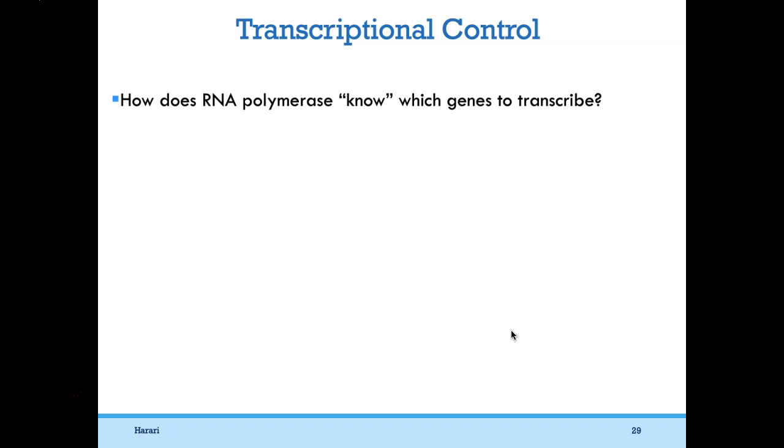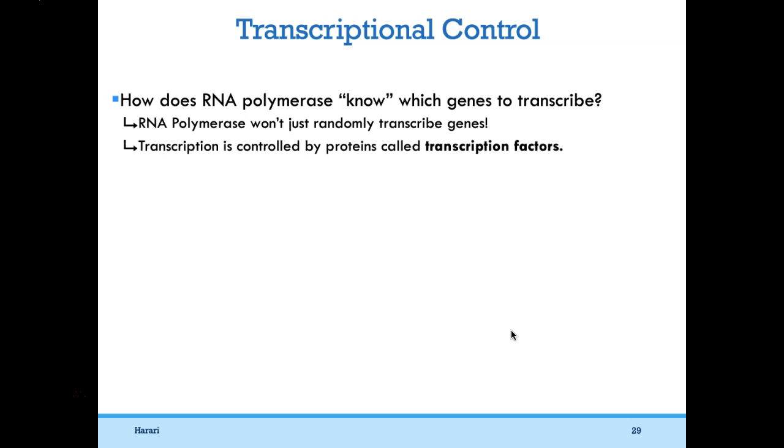So the next level of control is called transcriptional control, and this is the most critical of all the levels of genetic control we spoke about. Transcriptional control talks about RNA polymerase, and how does RNA polymerase know which genes to transcribe? We said the genes have to be accessible to RNA polymerase. That's one thing, but still a lot of genes might be accessible. RNA polymerase doesn't just hop on genes and start transcribing, right? They don't just randomly transcribe genes.